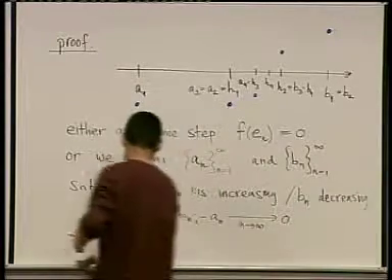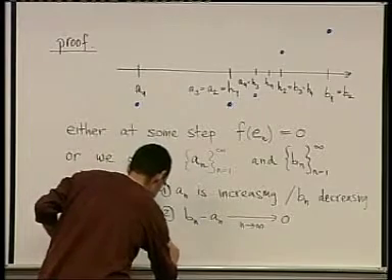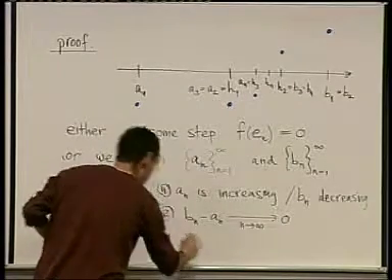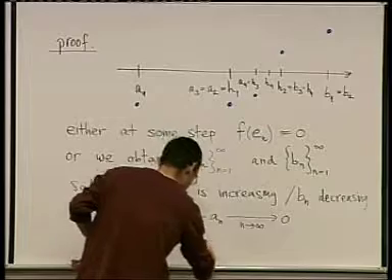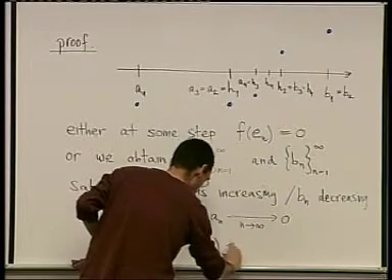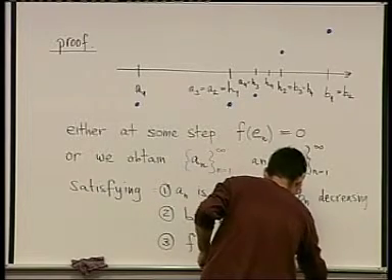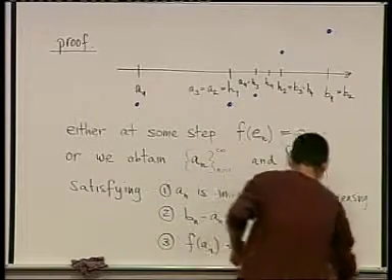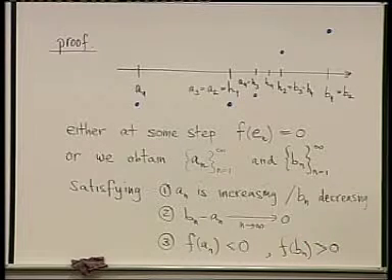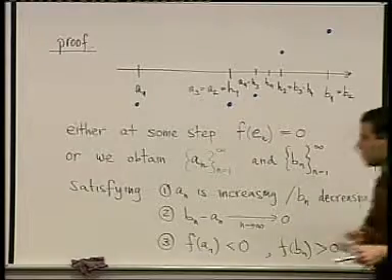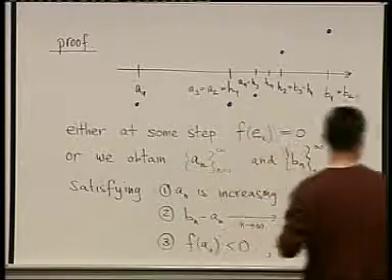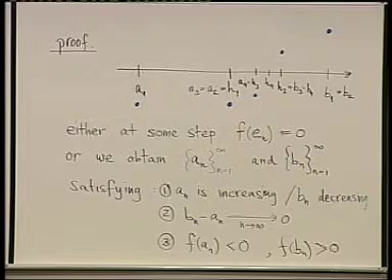And they satisfy one more thing. The value of f at all these A points is always negative, and the value of f at all these B points is always positive. That's how I constructed the sequences, right? So do you agree to these three features of these two sequences that the algorithm built?